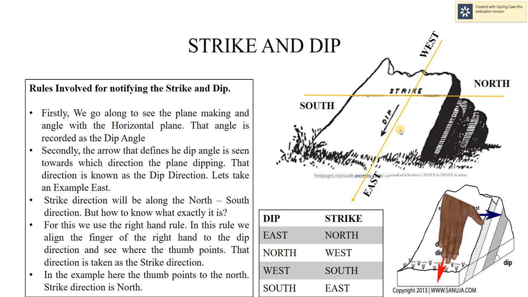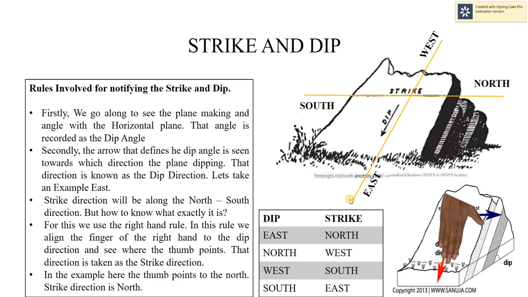And then next is the strike. Like we said, the perpendicular to the dip direction is the strike. The dip gives you the direction where the tilt is dipping, and the strike gives you the direction where the slope is facing. So over here, when east is the dip direction, for example, south and north are the strike direction. How do we exactly know whether it is south or north?